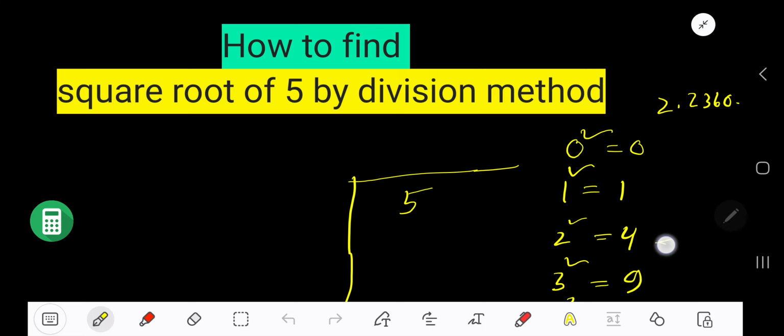Here 4, right? So the divisor will be 2. So these two must come to the quotient. That is, 2 goes into 5 how many times? 2 times. 2 times 2 is 4. Okay. Now subtract, you are getting 1.